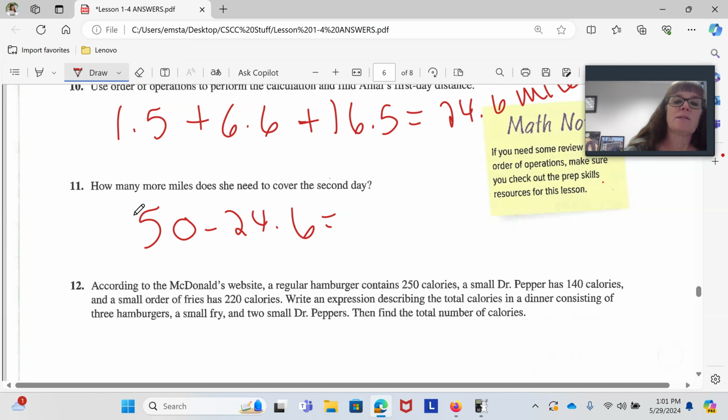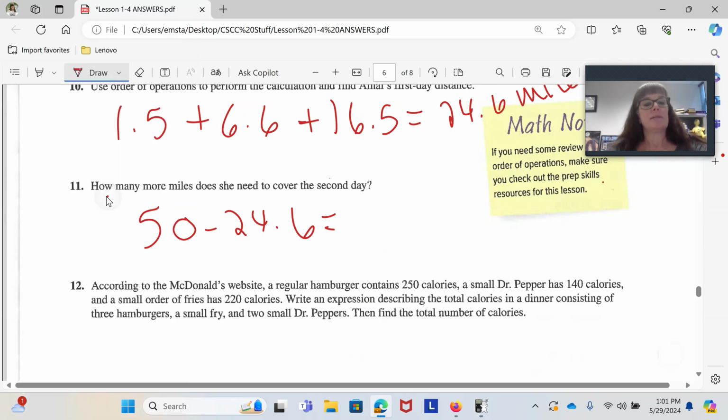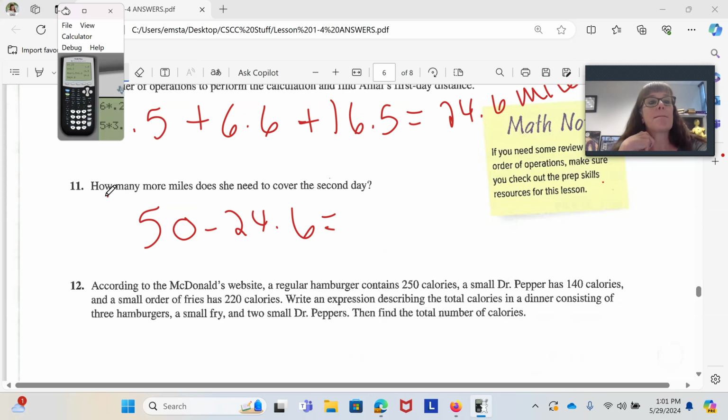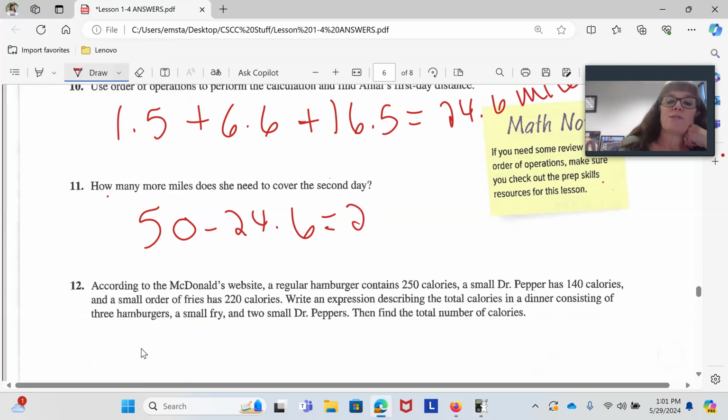Again, I might want to do that in my calculator. So 50 minus 24.6. Silly calculator. And if I click on too many times, it goes away. Let's just clear it all out and try again. 50 minus 24.6. She has 25.4 more miles to go on day 2.